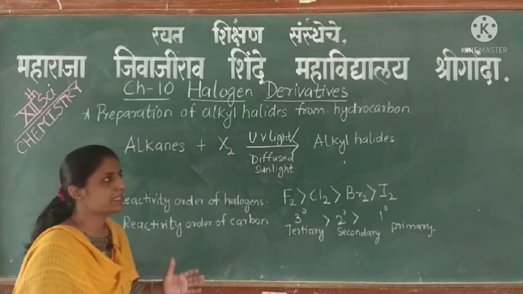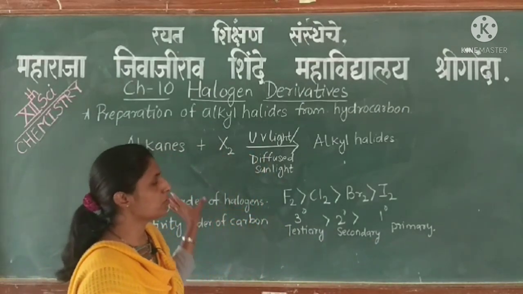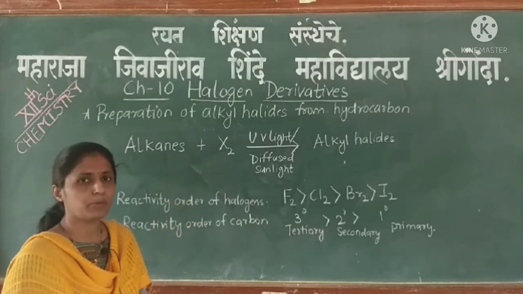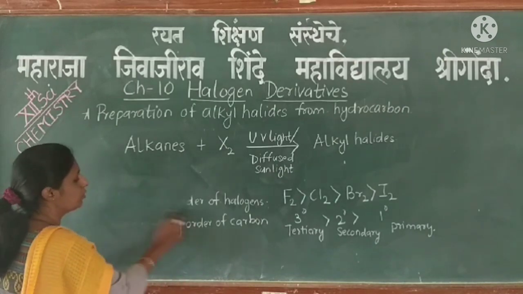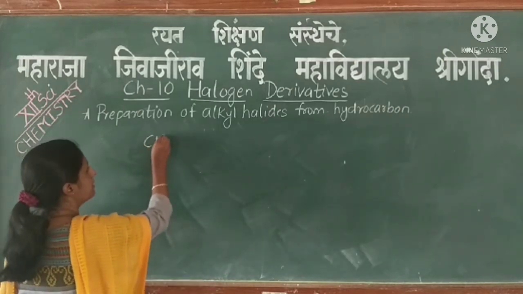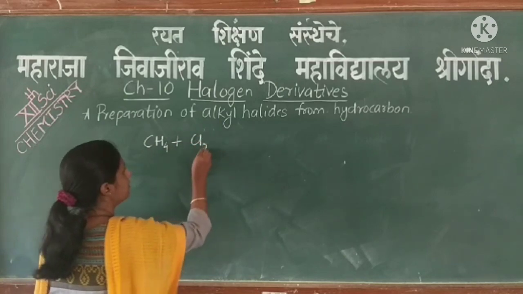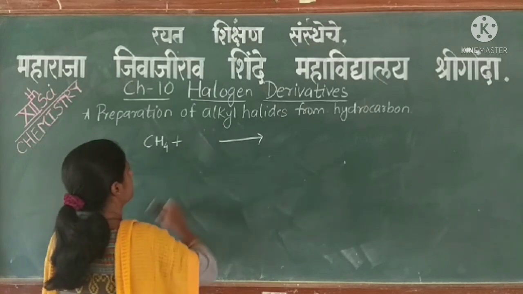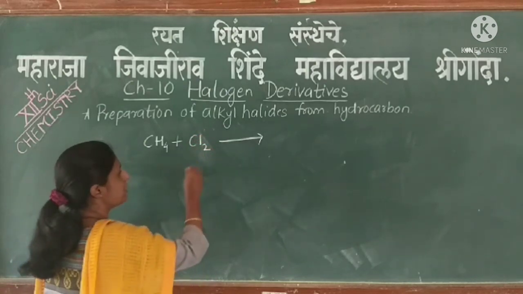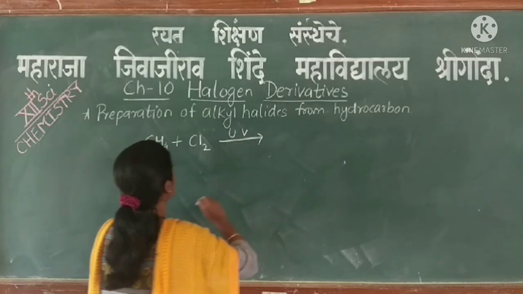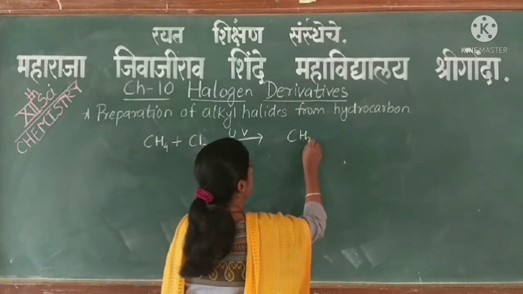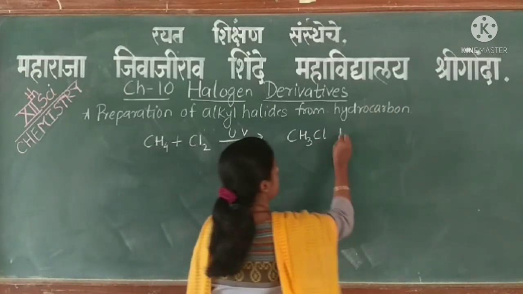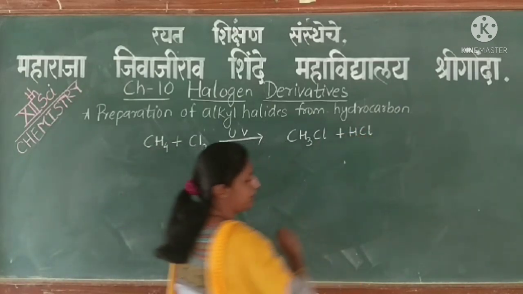But sir, there are some disadvantages also of this method of preparation. So let's see what products we get first. Now if methane is reacted with chlorine in presence of UV light, then you get chloromethane, and the byproduct is HCl.